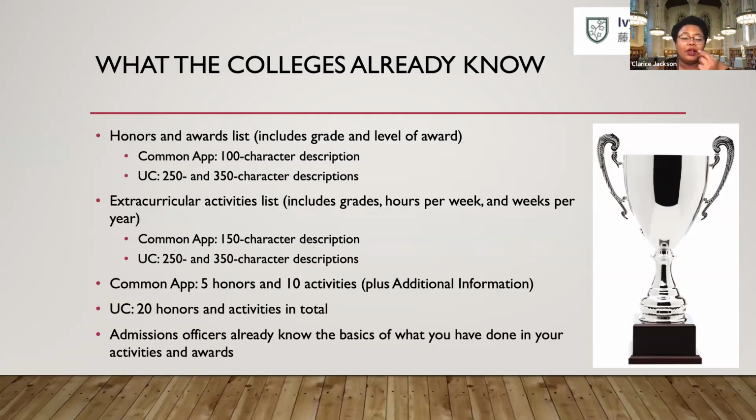So they have your honors and awards list, and this includes your grade level when you got the award and the level of award. So that's school, local, state/regional, national, and international. So they already know the context of your award. And then for the Common App, you get up to 100 characters describing the title of the award and a little parenthetical description.